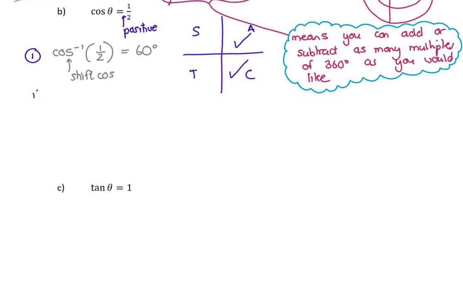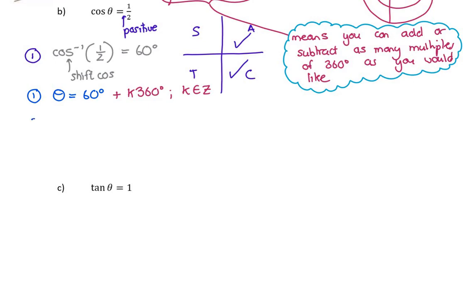So what would I write in a test? I would literally just write theta equals 60 degrees. Okay, but that's not entirely true. Yes, it's equal to 60, but I can add as many multiples of 360 degrees as I want. Or I can subtract as many multiples of 360 degrees as I want. So k has to be an integer, but basically I can add 360s or I can minus 360s.